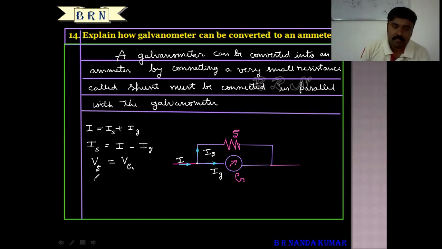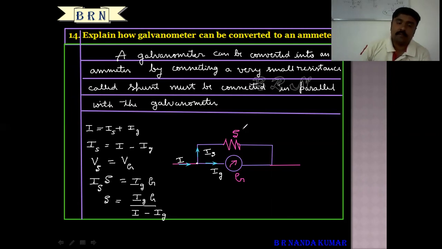According to Ohm's law, V is equal to IR. So VS is IS into S, the current flowing through the shunt into the shunt resistance, which is equal to VG, that is, the current flowing through the galvanometer, which shows full scale deflection, into the galvanometer resistance. So S is equal to IGG divided by IS. What is IS? IS is I minus IG. So S is equal to IGG divided by I minus IG. That is the mathematical expression for the shunt.